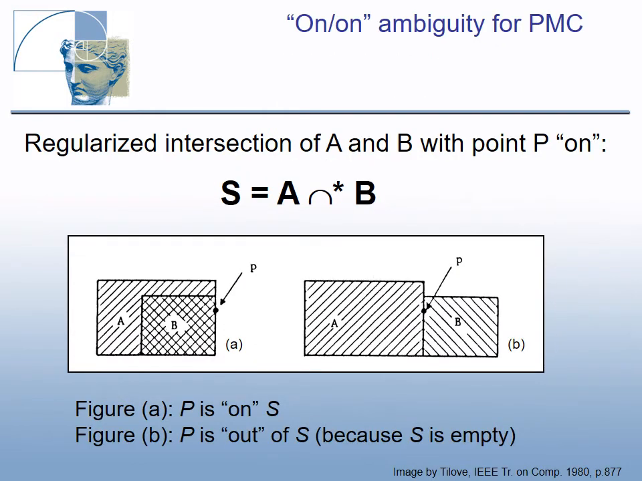Let us consider an example of the on-on ambiguity for the regularized intersection. In the left situation, where one primitive is inside another and they touch by the boundaries, the on-on situation has to result in the on, because the point belongs to the boundary of the intersection solid. In the right situation, the result has to be out, because the intersection solid is empty.